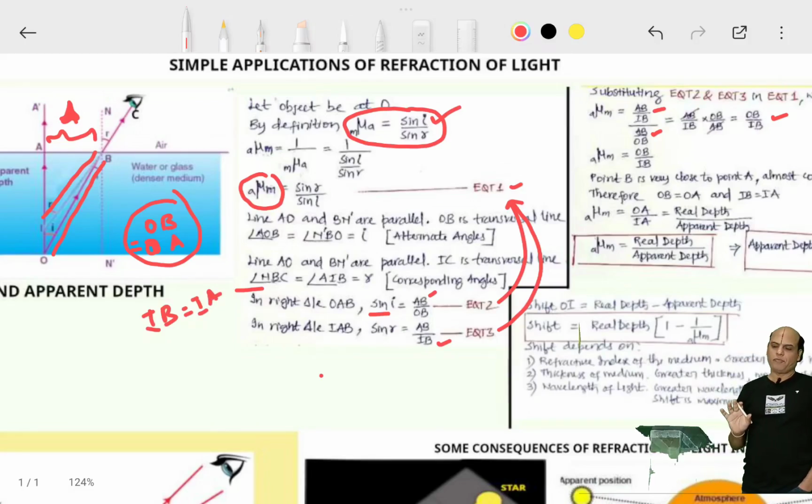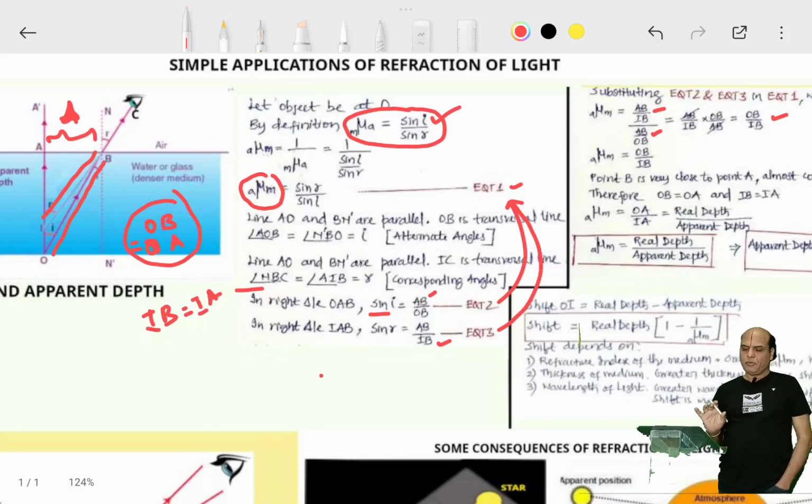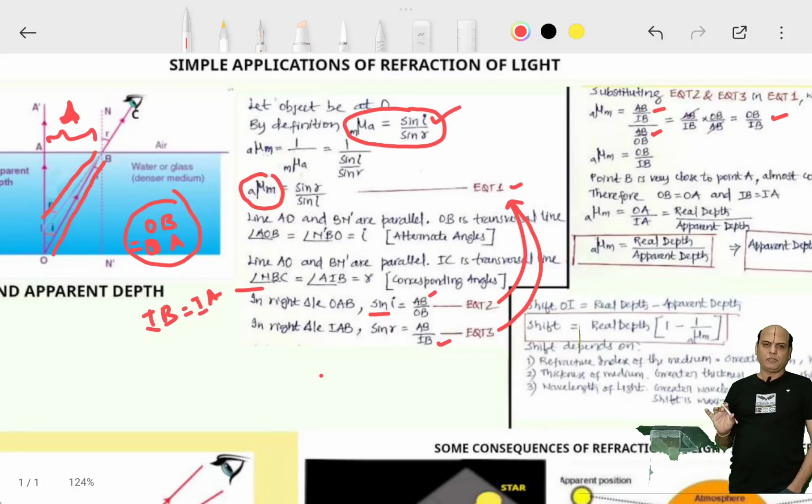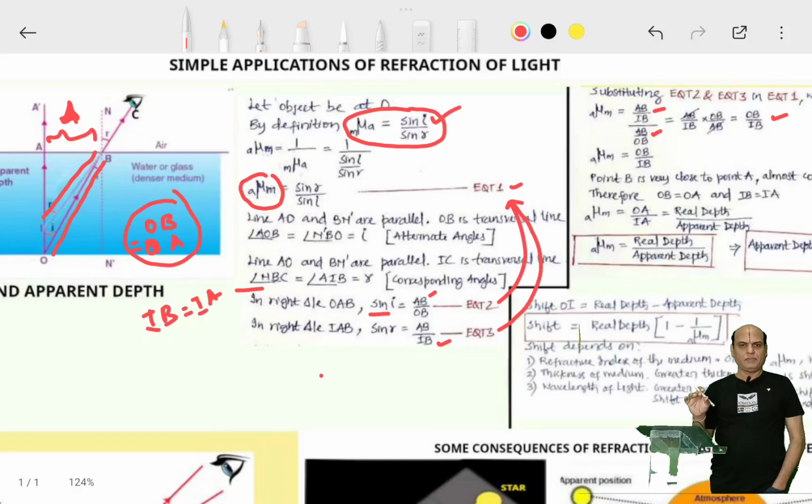Did you understand the logic why OB is equal to OA and why IB is equal to IA? Because these two incident rays enter the eye simultaneously. Therefore, the observer is almost looking at the bottom of the pond vertically. While he is looking vertically at the bottom, that means AB is almost 0. So B coincides with A. That is why we can establish these two relations.